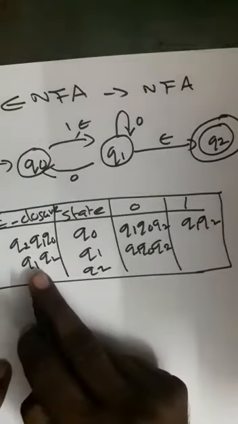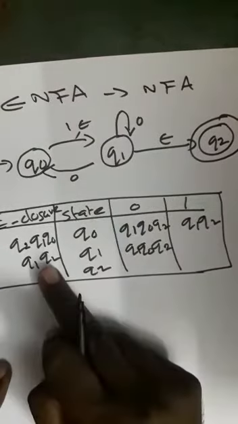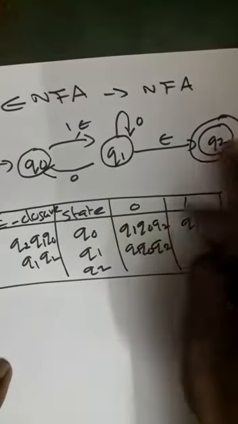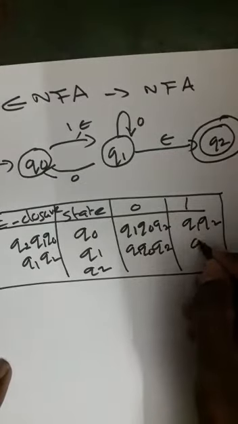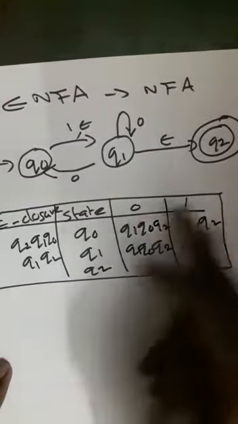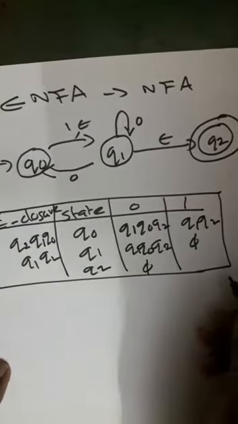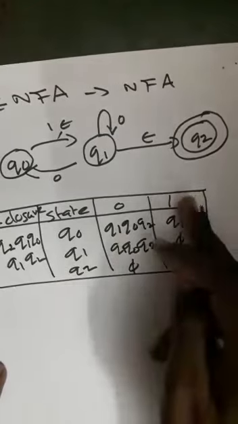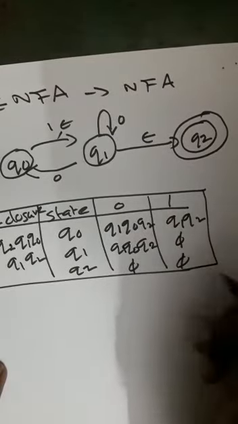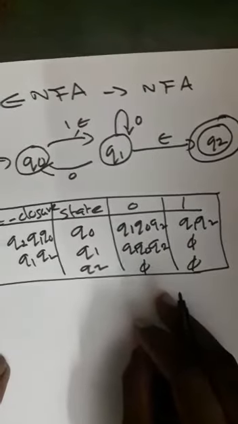Now again Q1 on 1, no transition. Q2 on 1, no transition. So empty transition. Q2 on 0, no transition. Empty transition. Q2 on 1, no transition. Empty transition. So this is the needed transition table for NFA.